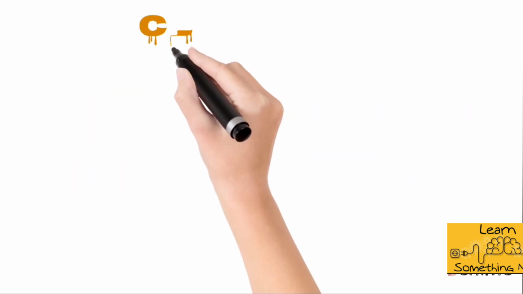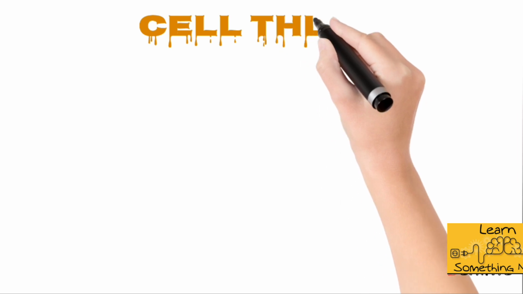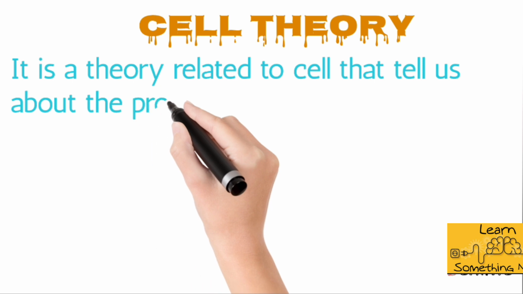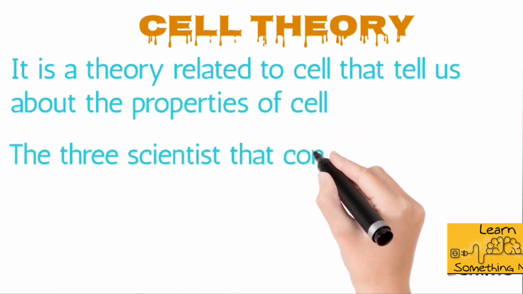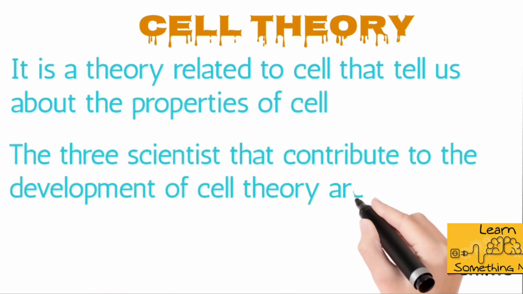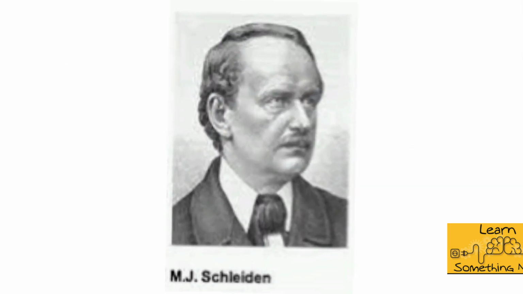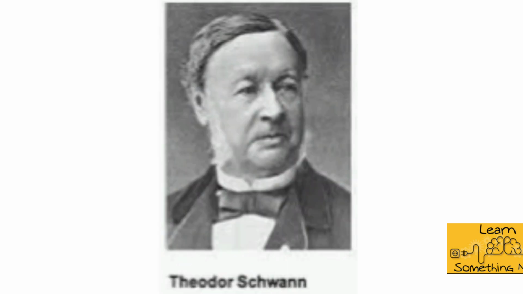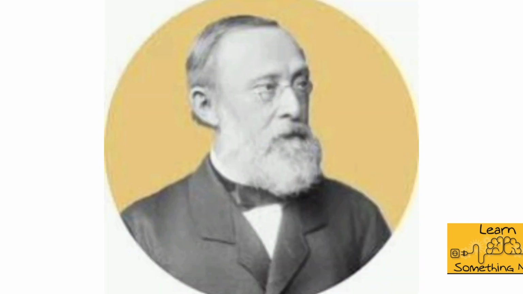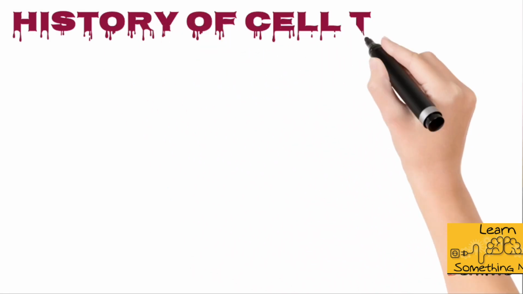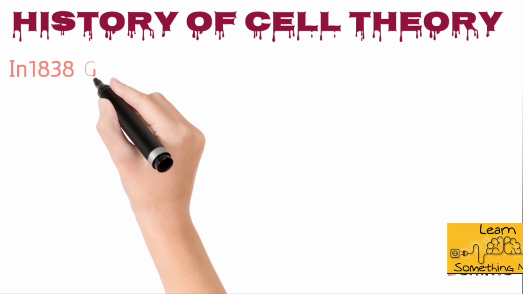Let's talk about the properties of cells that are concluded in the cell theory. Simply, cell theory is a theory related to cells that tells us about the properties of cells. Cell theory is the conclusion of the contribution of three scientists. The three scientists that contributed to the development of cell theory are Matthias Jakob Schleiden, Theodor Schwann, and Rudolf Virchow.